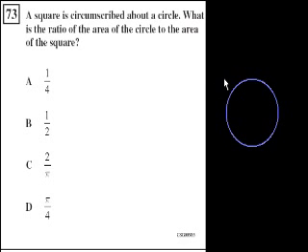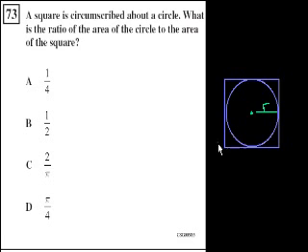Let me see if I could draw it without pressing the Shift key. Oh, well, I think that's close enough. So we know that the square is on the outside because it's circumscribed about the circle. What is the ratio of the area of the circle to the area of the square? So let's say that this is the center of the circle right there. This is its radius. Let's call that R.